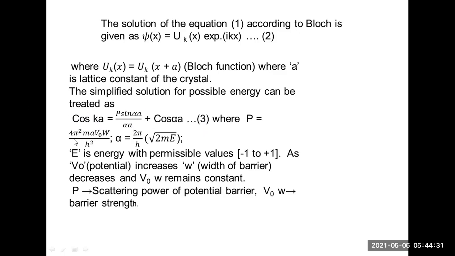We just discussed that P is 4 pi square m a V naught omega by h square, and alpha is equal to pi by h into 2 m E. So what is E here? Energy of the permissible values. What are the permissible values of this electron which is behaving as a wave? With respect to equation 3, you can see that cos and sine is there.